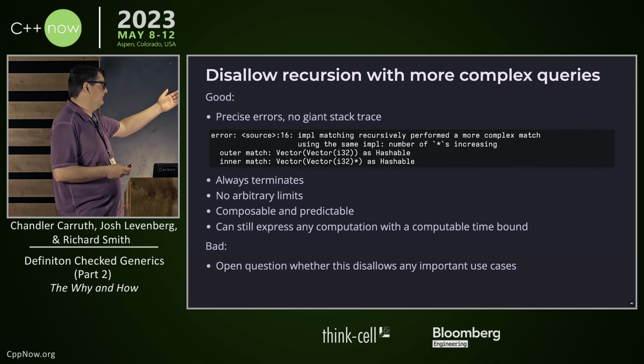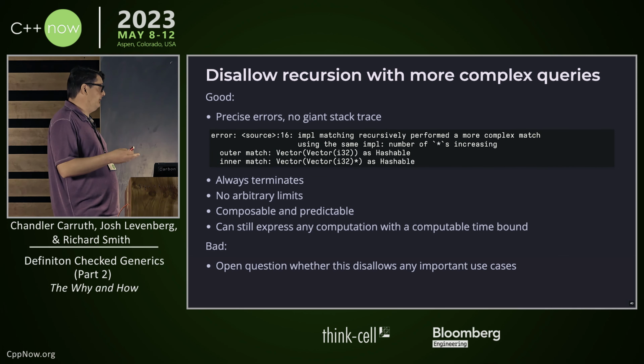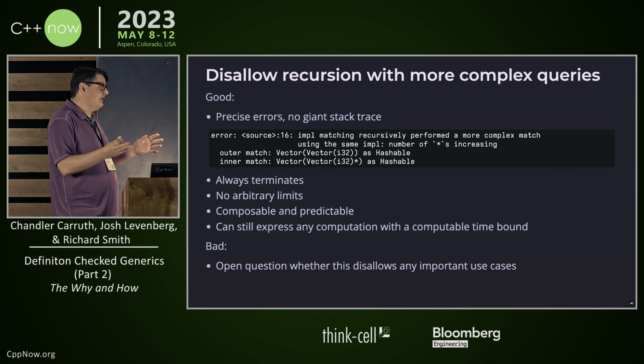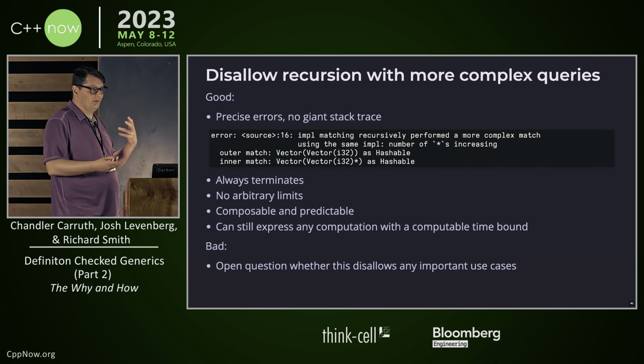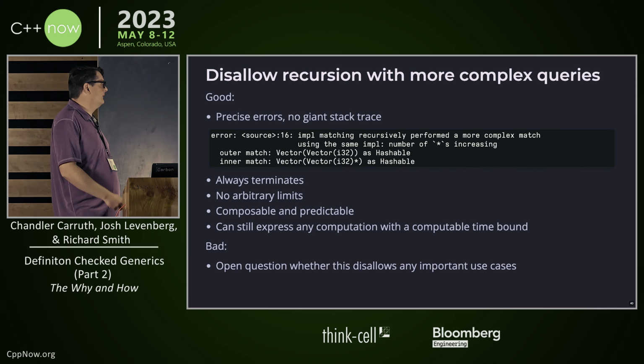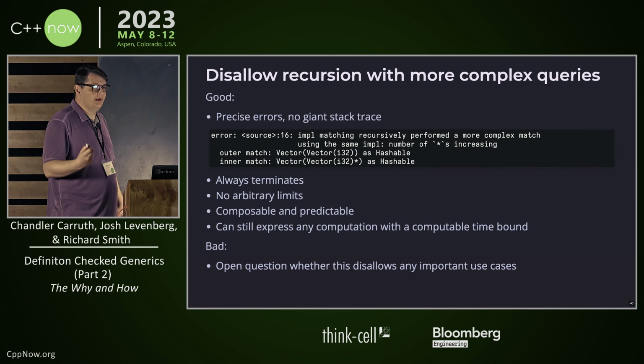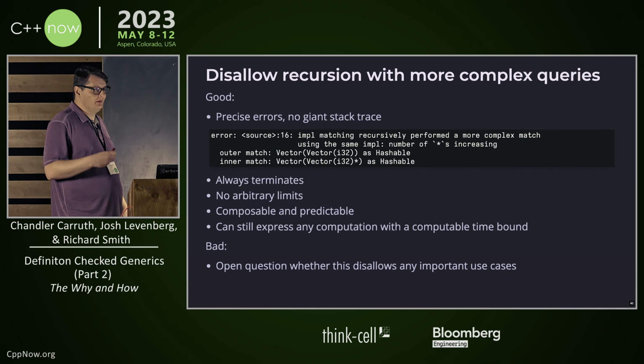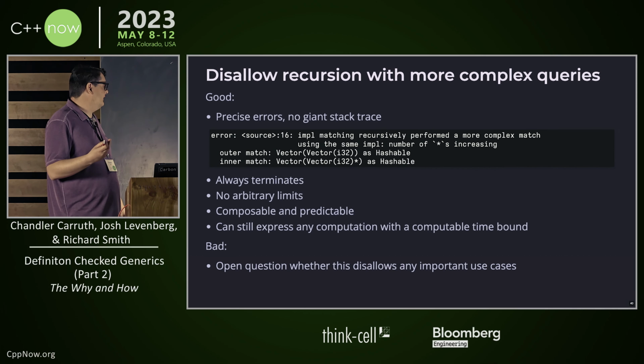So in this case, if we get from vector of i32 as hashable to vector of i32 star as hashable, we can say the number of stars is increasing here and nothing else is changing. Everything else, we've got the same number of everything else. And so we think we're not making progress, which gives us precise early diagnostics. This also always terminates without an arbitrary limit on the implementation, an arbitrary iteration or recursion depth.